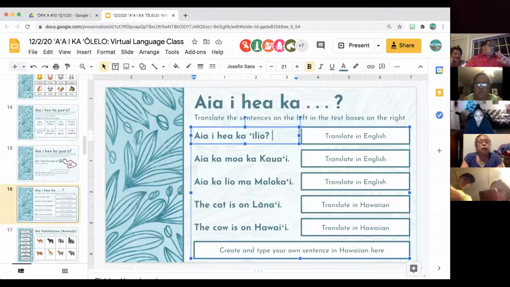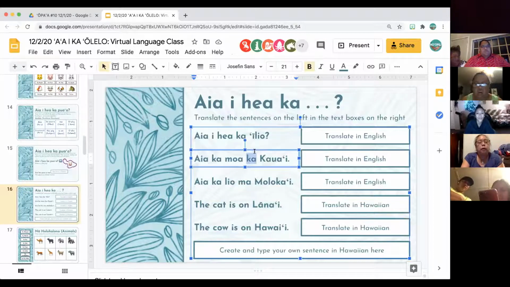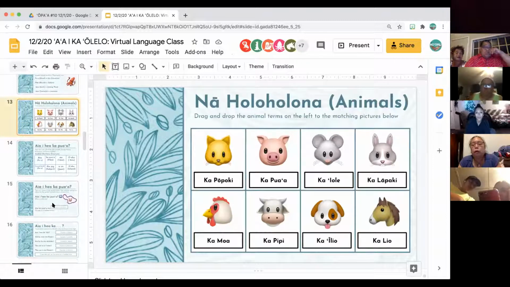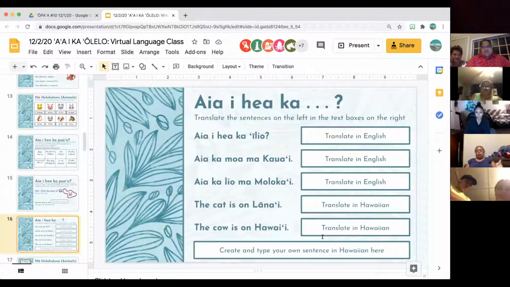I'm just going to have you guys, if you want to translate, again, raise your hand, but I'm going to call on some of you who didn't get to go yet. Let's try and get everyone to go. Henesis, you want to try this one? The highlighted one. Aia kamua ka kawai. Sorry, it's supposed to be ma. Kalamai. Aia kamua ka kawai. The chicken is on Kauai. Perfect. Good job. Okay.